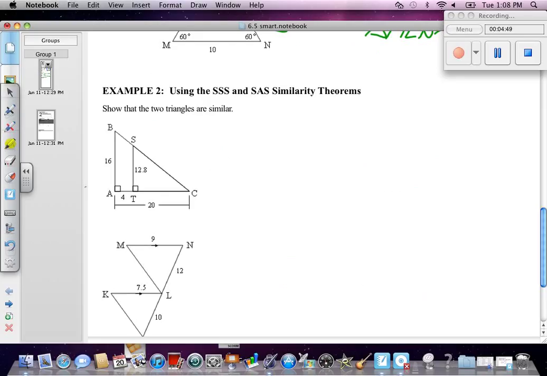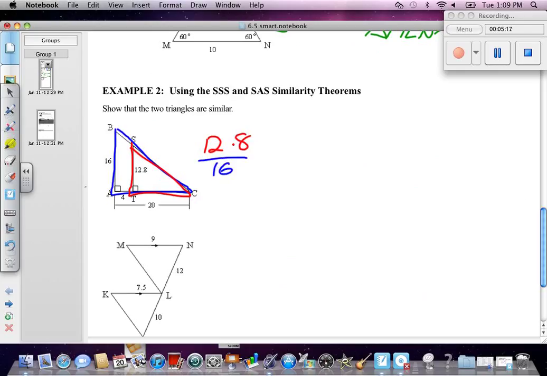So for this one, the two triangles are the outer one and the inner one, right? Yes, outer one, inner one. So it's this one, and then it's this one. Okay, so we want to see if these two triangles are similar. I'm going to do the red one over the blue one.